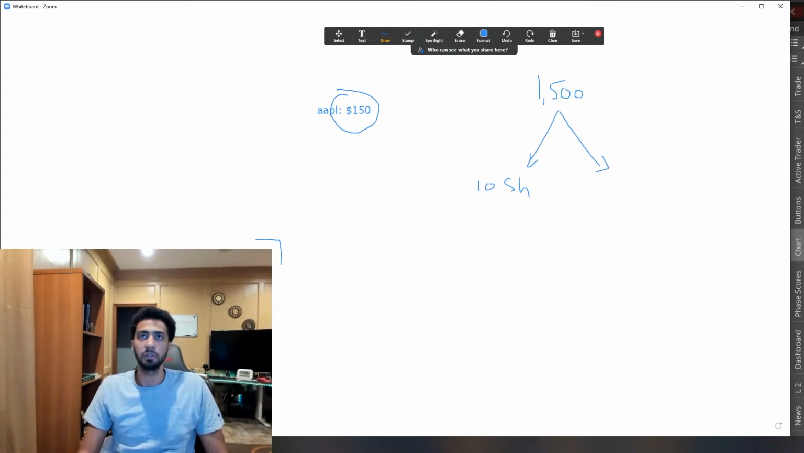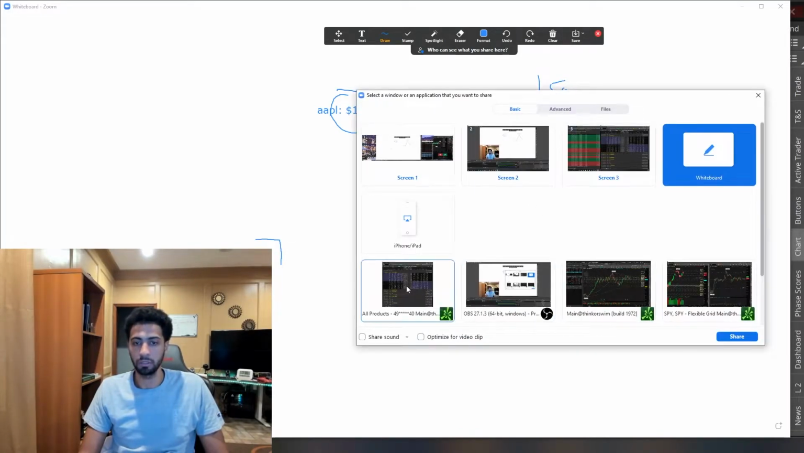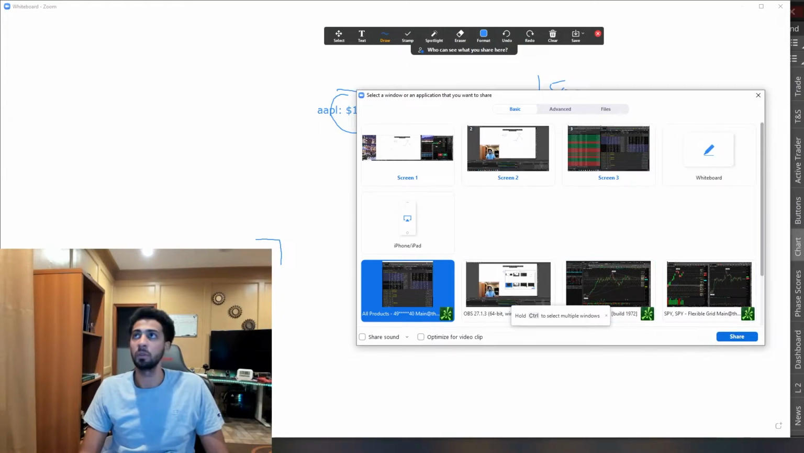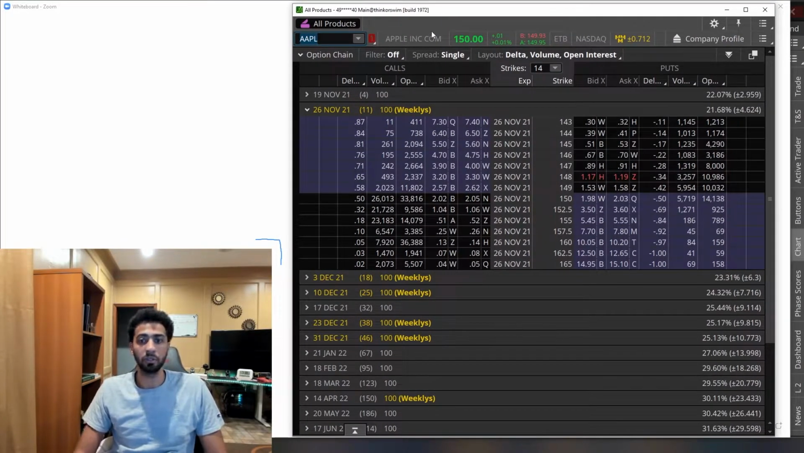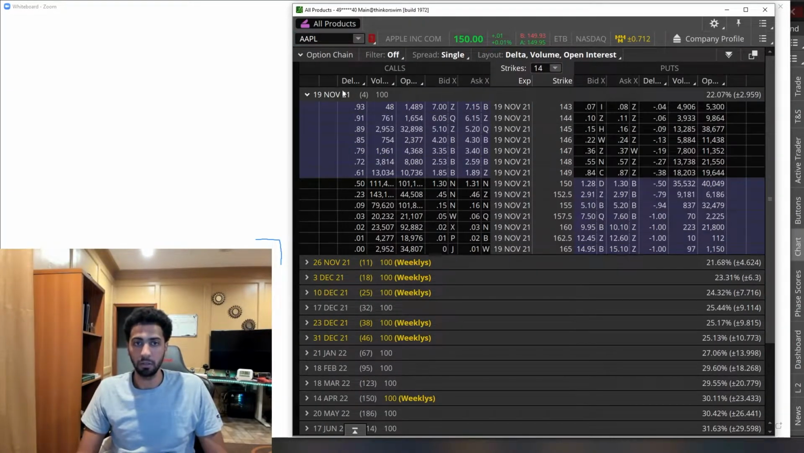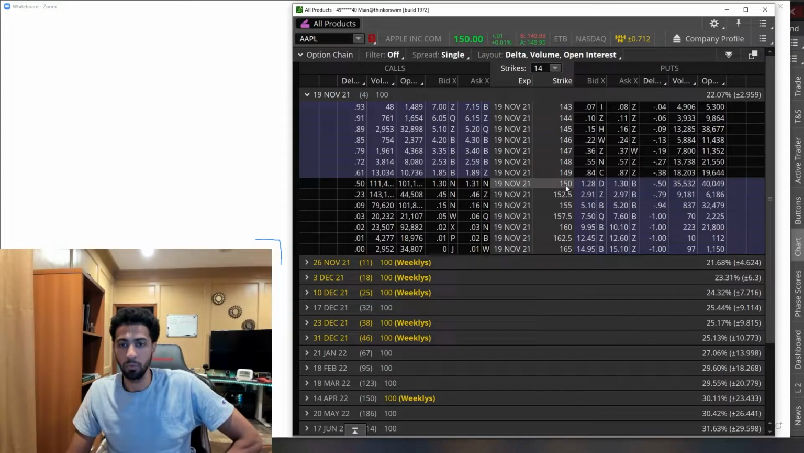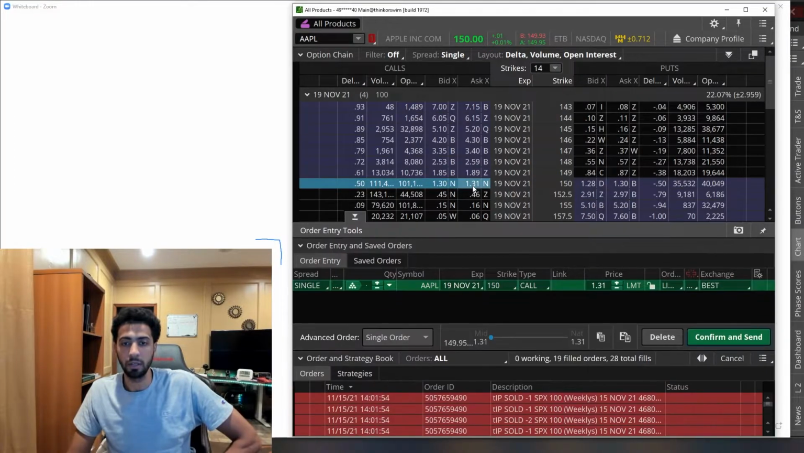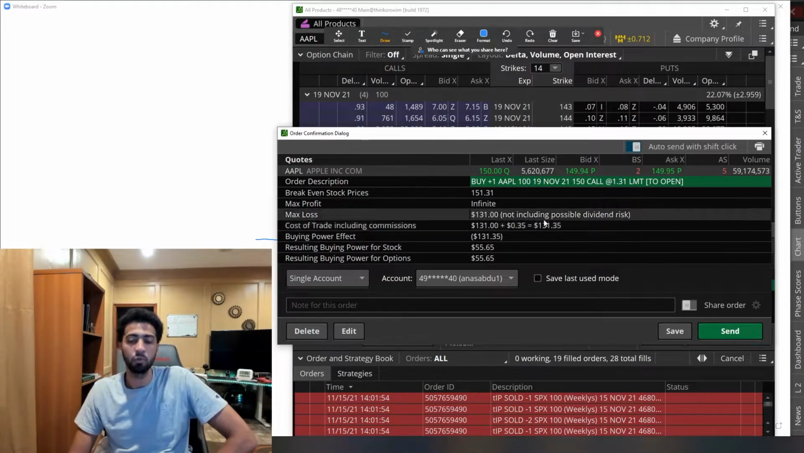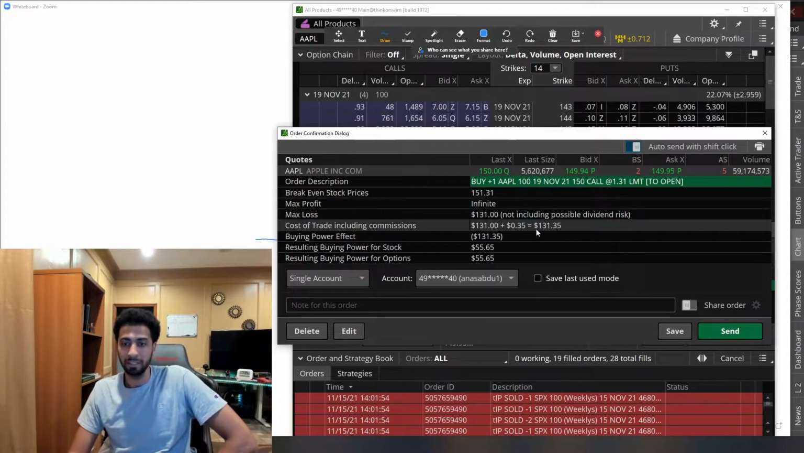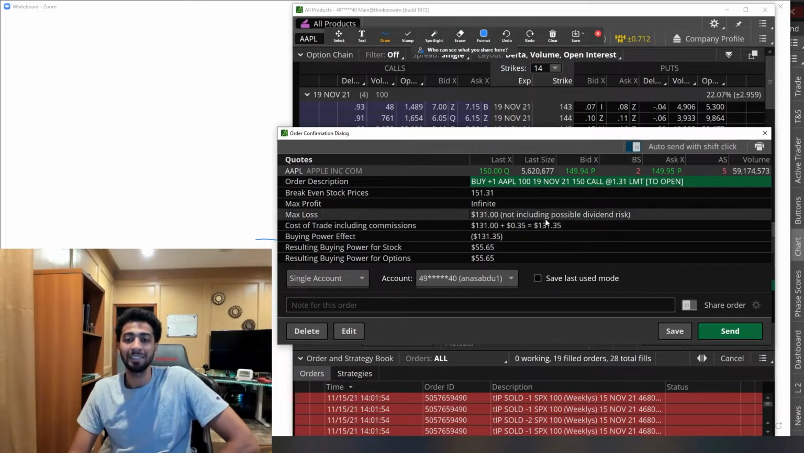Okay, here is how I'm going to explain it. I'm going to take you to the platform and show you exactly what I'm talking about. Here's the platform. Here's a typical option chain that is on Thinkorswim. And I'm looking at Apple. Now, if we look at this week's expiration, we're going to see that the 150 call is going for $1.30. Now, that actually means that it's going to cost you $131 to buy that contract, right? So technically, you'd be able to buy 10 of these.